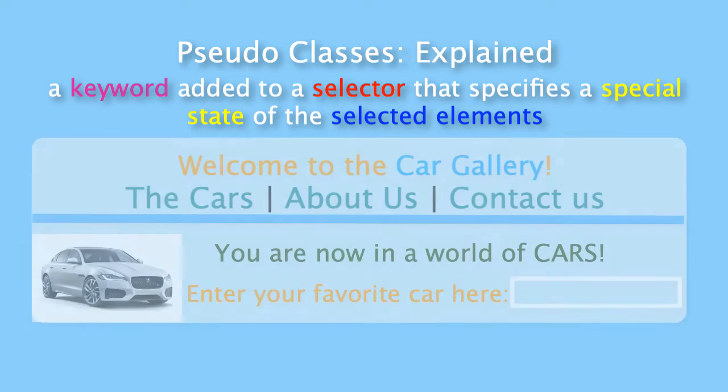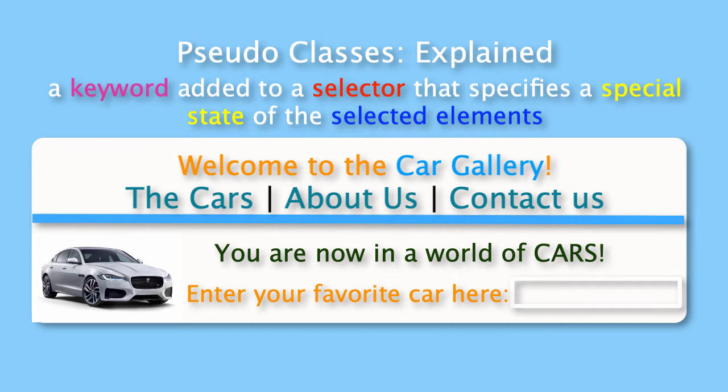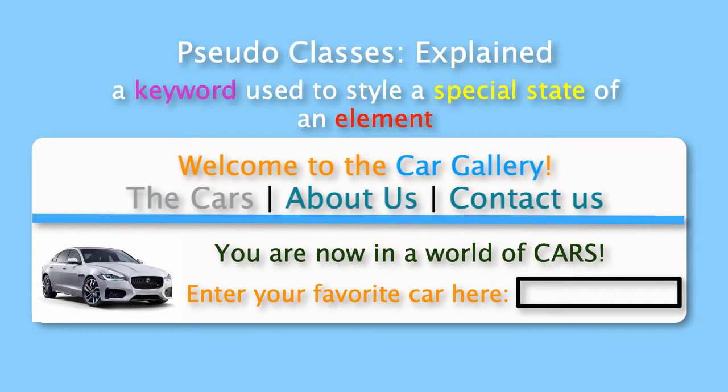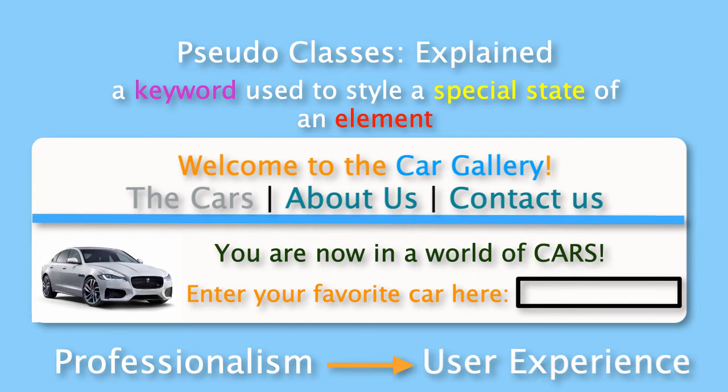Think of a website. You have a beautiful homepage and a navigation bar located in the header. When your mouse hovers over one of the hyperlinks, the link changes to a shade of white. When you select an input box in a form, the border immediately changes to another color. This is what a pseudo class is all about. They're used to style special states of an element and add a sense of professionalism to the overall user experience.